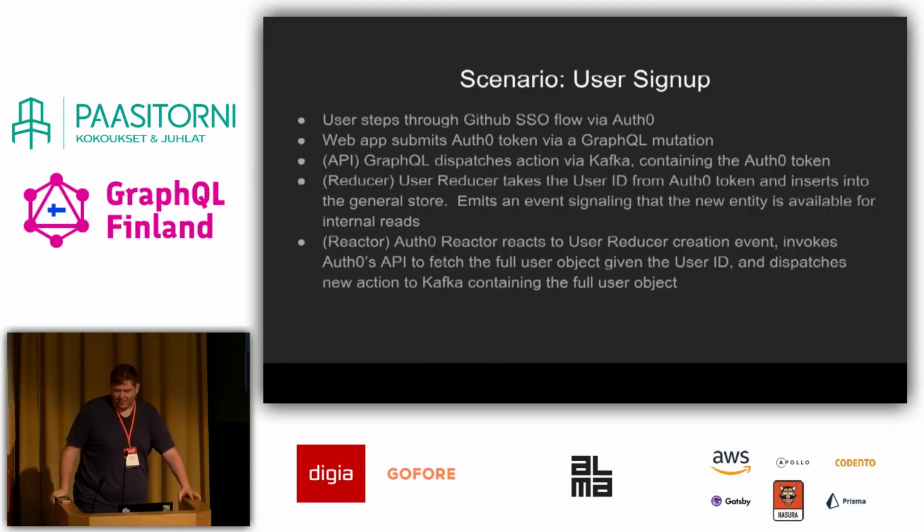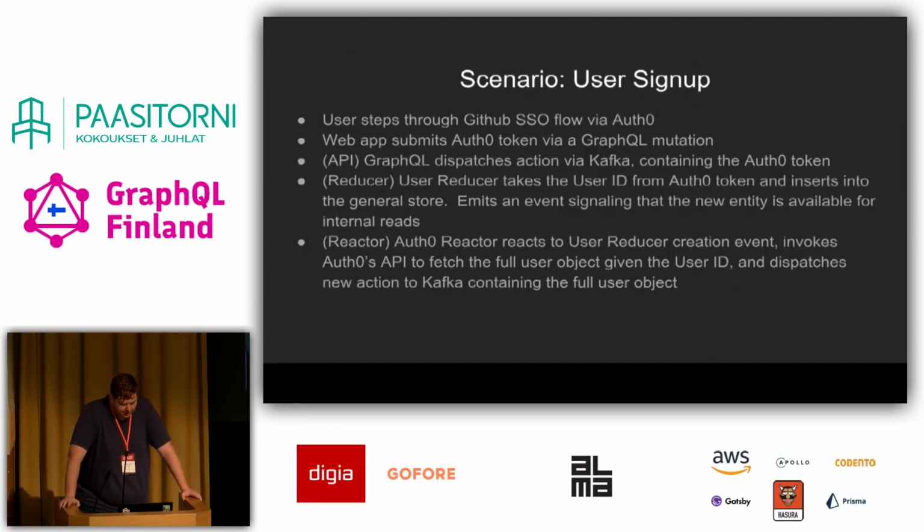Oh, cool. So a good scenario to understand this system is user sign up, which we've already been talking about. A user steps through the GitHub SSO auth flow through Auth0. That's one of the ways people will log in with Gatsby Cloud once we go generally available. The web app submits the Auth0 token via GraphQL mutation. The GraphQL server dispatches an action via Kafka containing the Auth0 token. The user reducer takes the user ID from the token, that's all we have so far, and inserts it into the general store, Postgres. So it creates a row in Postgres that just has that Auth0 token ID in it.